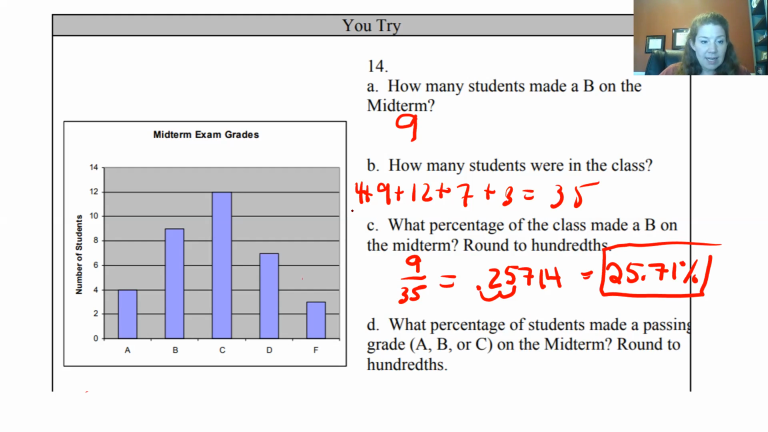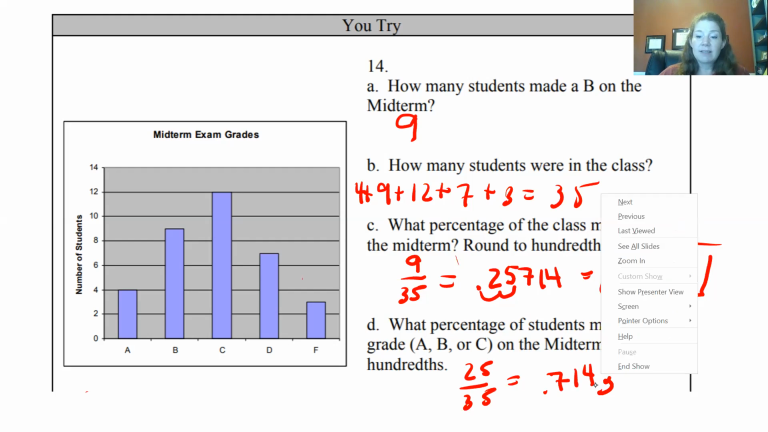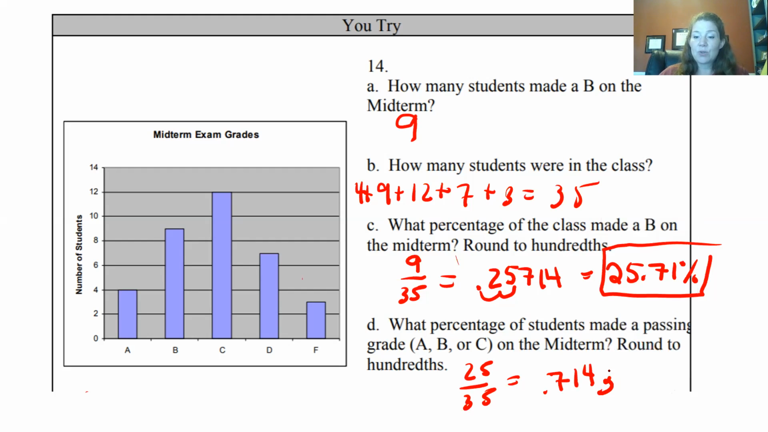What percentage of the students made a passing grade? Well, we had 4 and 9 and 12, so we had 25 students. So 25 students out of 35 students made a passing grade. 25 out of 35 is 0.714. So when I move my decimal 2 places to the right, I will find out that 71.43% passed the midterm with an A, B, or C.